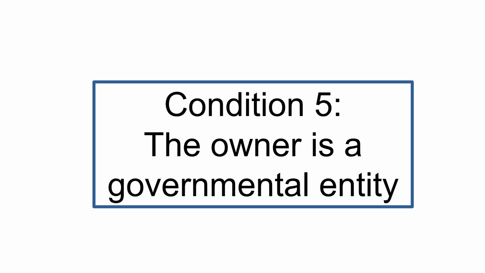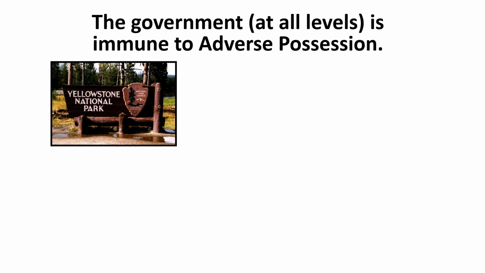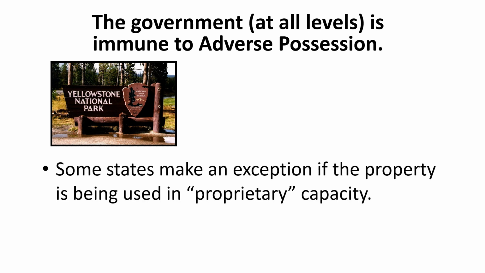The final condition we want to talk about is where the owner is a governmental entity. The point of this is that the government at all levels is immune to adverse possession. This means federal, state, county, city, any level of government is not affected by having an adverse possessor move onto the land. Now, some states do make an exception if the government is using the property in a proprietary capacity. In other words, they're using it to operate a business. A typical example is, for example, an irrigation district. It's a government entity, but its purpose is to supply water to local farmers, and they pay for it, of course. And therefore, a court might say, and for example, one court did say, that that property was being used in a proprietary capacity, and therefore an adverse possessor could obtain title to it against the government.